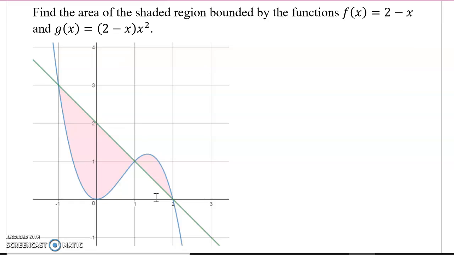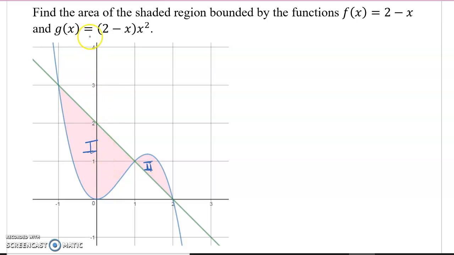All right, and here we've got one more problem where we've got a cubic. This is our first cubic of the day, that's fine. And that cubic and that linear function intersect at 3 points. So we actually have 2 different regions.